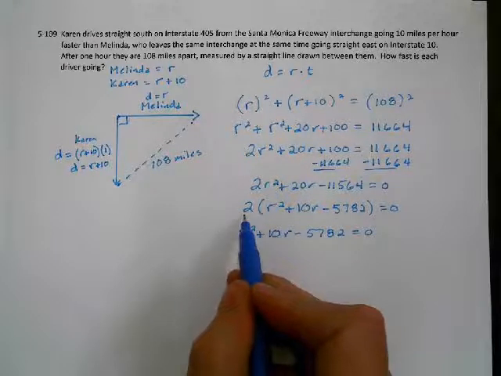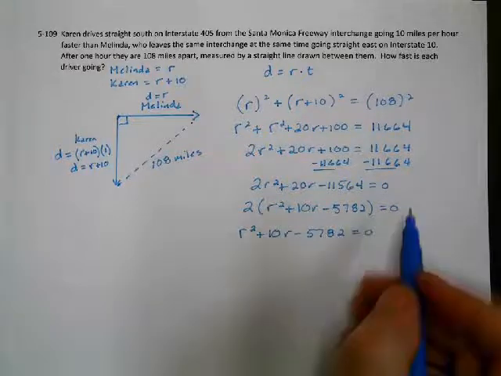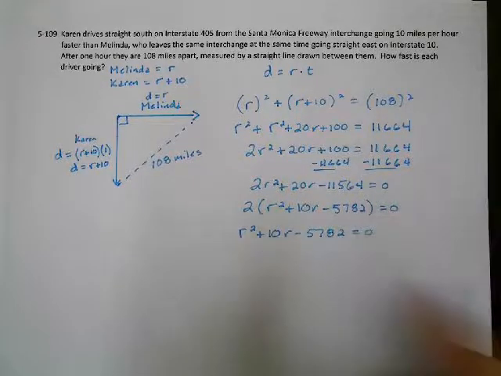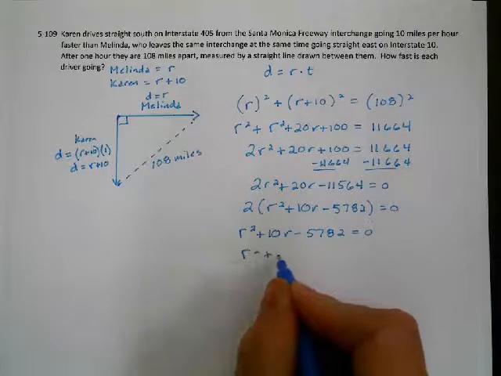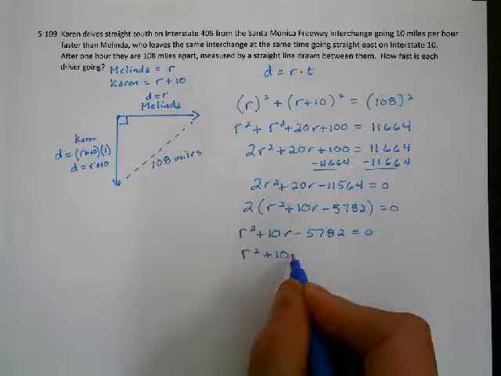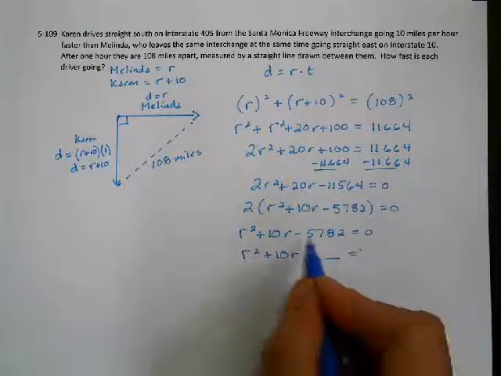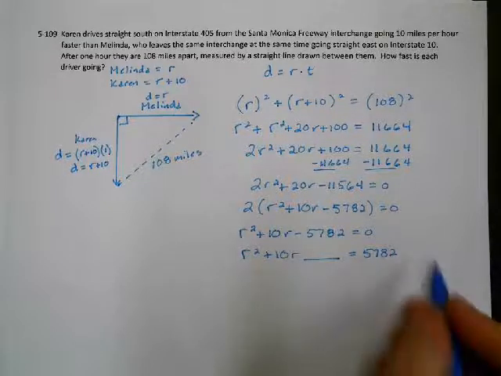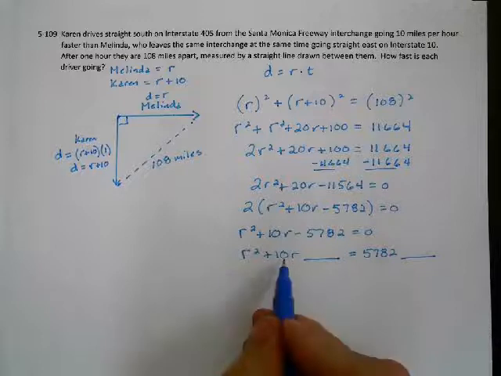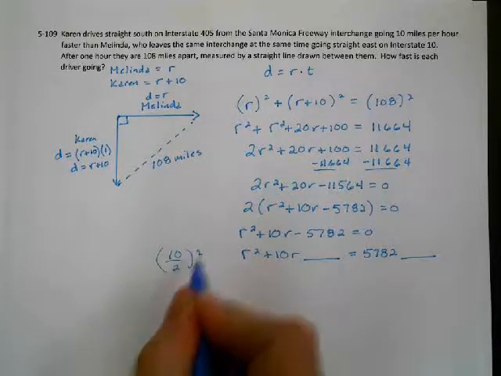So I'm just going to pretend like it wasn't there. So I'm going to isolate the r squared and the 10r. I'm going to leave a blank here. And there I'm going to get 5782. Leave a blank over there. I'm going to take half of 10 and square it. So that's 5 squared, which is 25. So that's the number that I add to both sides.